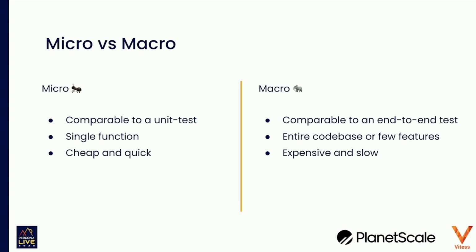Maybe I should have mentioned that before, but here's the distinction between micro and macro. Micro is comparable to a unit test. You're just going to benchmark a single function. It's very cheap, very quick to execute. And then the macro benchmark is comparable to an end-to-end test. So you're going to benchmark the entire code base, the entire database, or maybe a bunch of features. In the case of Arewefastyet, we just benchmark the entire code base. It's expensive and it's slow because you have to set up the infrastructure, you have to bring up the cluster, it takes a long time, etc.